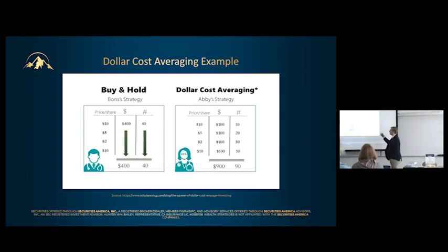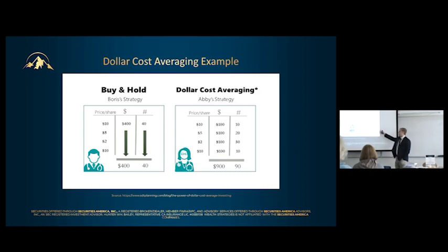Versus Abby. Abby takes her $400 and she splits it over 4 different purchases. Initially, she gets 10 of the $10 shares for $100. And then on the next period, she gets to buy 20 shares because the price has dropped to $5. And then when the price drops again to $2, she can buy 50 shares. And so this means when the price jumps back up to $10, she's got 90 shares versus Boris's 40, which ends up being a value of $900 versus $400.